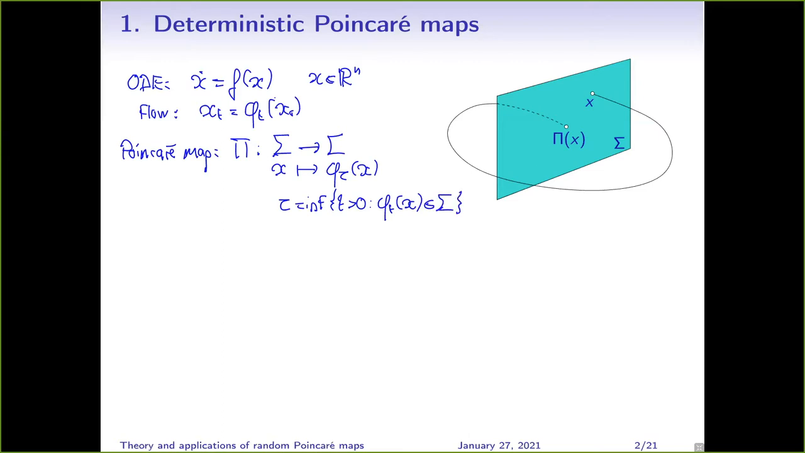So if you've worked with ODE, you've probably encountered this, and you know that it has many uses. Let me mention a few. One is simply visualization, because I have one dimension less. For instance, if n is 3, I have a three-dimensional flow, but I have a two-dimensional map, which is easier to visualize. But perhaps more importantly, it allows to analyze periodic orbits, and in particular, stability of periodic orbits.